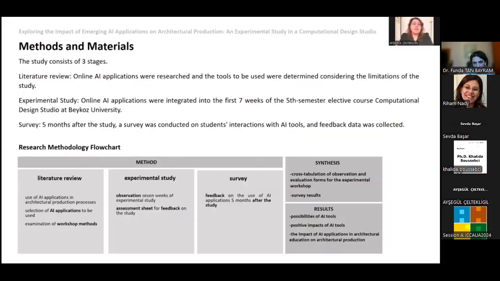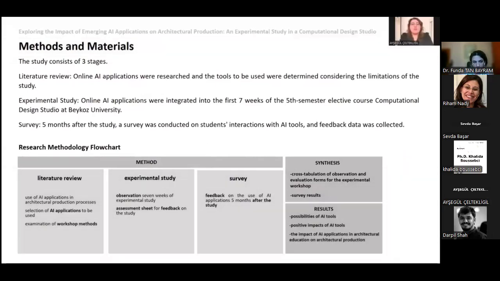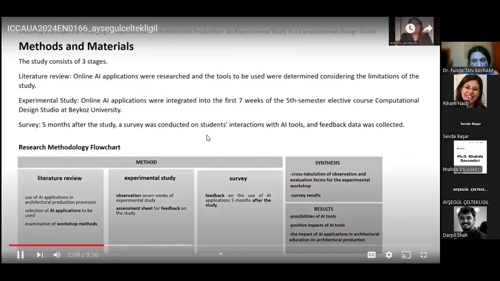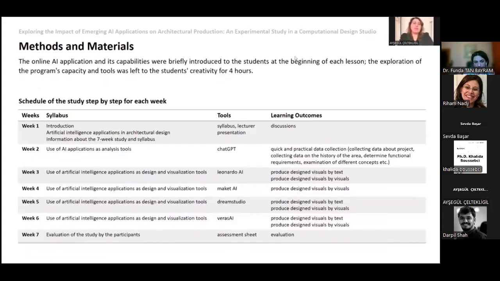The study consists of 3 stages: literature review, experimental study, and survey. Firstly, online AI applications were researched and the tools to be used were determined considering the limitations of the study. Then, online AI applications were integrated into the first 7 weeks of the 5th semester elective course, Computational Design Studio at Beykoz University. 5 months after the study, a survey was conducted on student interactions with AI tools and feedback data was collected. The online AI application and its capabilities were briefly introduced to the students at the beginning of each lesson. The exploration of the program's capacity and tools was left to the students' creativity for 4 hours.